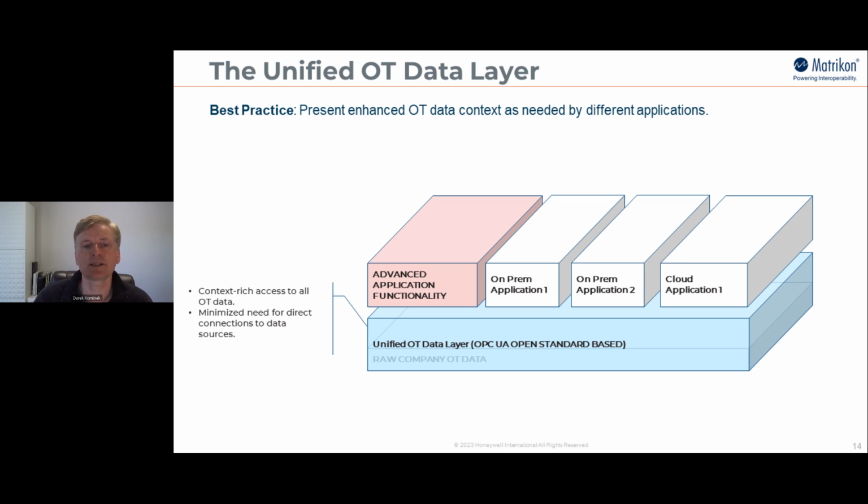Now, moving one step further, you see that the raw sources are still shown partially through the main block, more than just direct pass-through to the underlying sources. The unified OT data layer also provides views into the data.